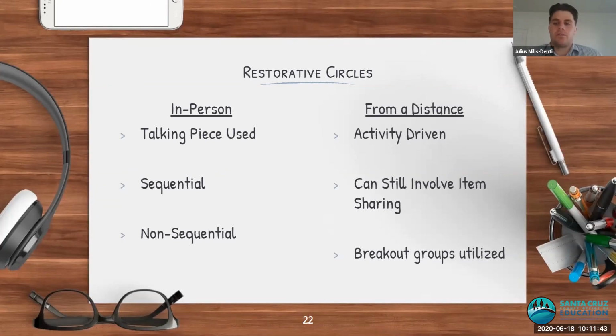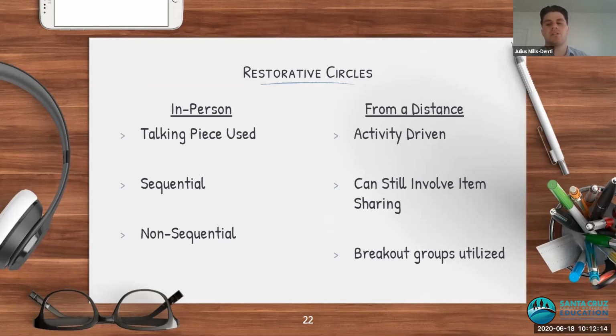Restorative circles. Some of you may be using these in your school right now. Obviously, when we're learning from a distance and incorporating a hybrid model of education into our school system, we have to figure out how to still utilize the circle process without actually having a talking piece, being able to pass it around, and having a centerpiece and sitting in a circle.